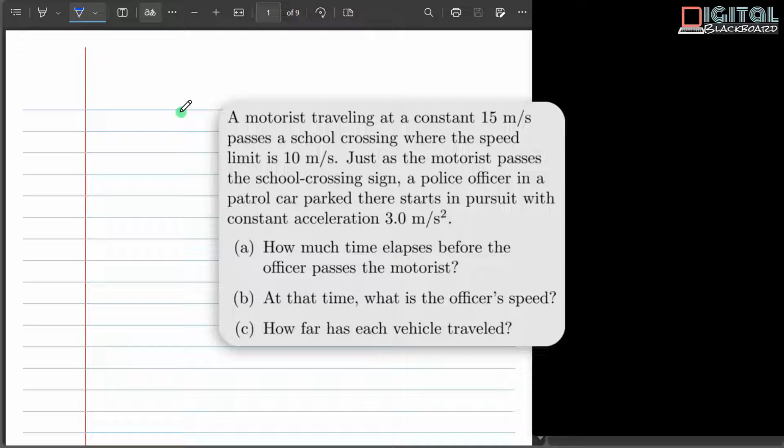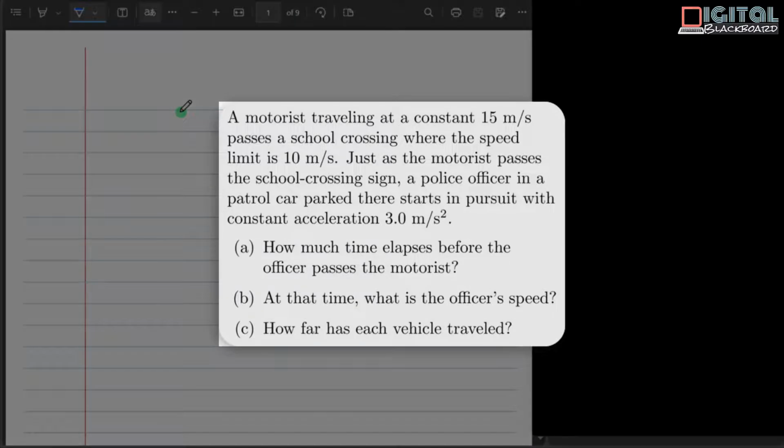Welcome back to our physics tutorial. This is problem number 2 in our series of problems on one-dimensional kinematics. In this video, we will be solving another question on one-dimensional kinematics with constant acceleration.